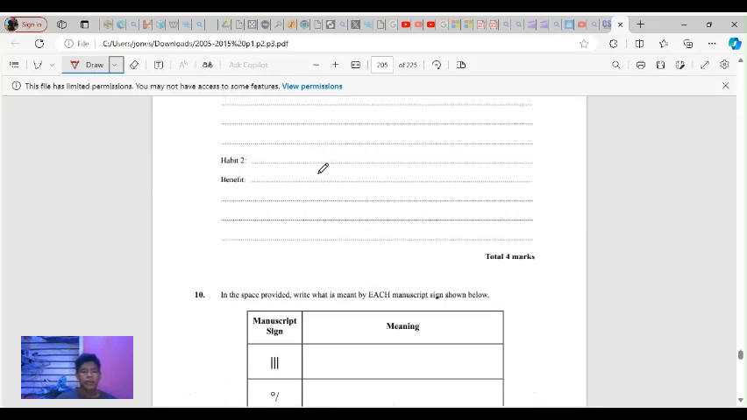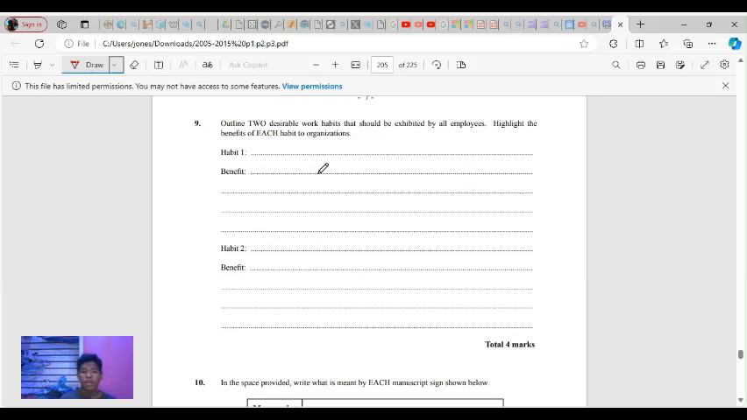Going on to our ninth one. Outline two desirable work habits that should be exhibited by all employees, and highlight the benefits of each habit to organizations. So habit number one would be team player. The benefit of this is that it makes work more efficient and more effective for the organization. Habit number two would be punctuality. Punctuality helps the organization achieve its goals and presents a good image of the organization. Punctuality could also be associated with cleanliness and even organization.